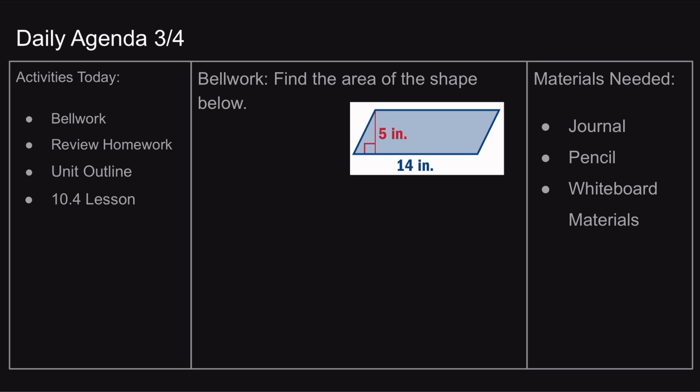All right, I'm assuming you've done the bell work, so let's go over it. We learned in class on Wednesday, when I was still here, that the area of a parallelogram is pretty easy to do. Its area equals base times height. Excuse me, I put a capital B by accident. It's lowercase b. So the base here is 14. The height is 5. 14 times 5 is just 70 inches squared. Super easy bell work. Hopefully that wasn't too much of a problem.